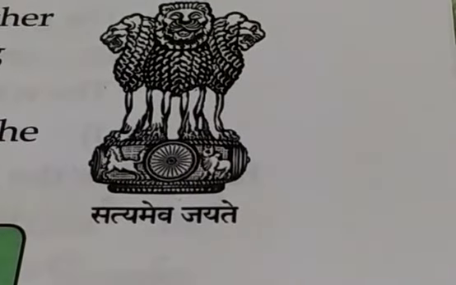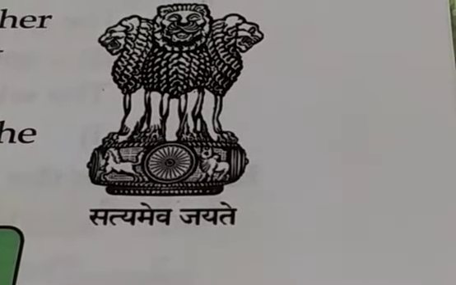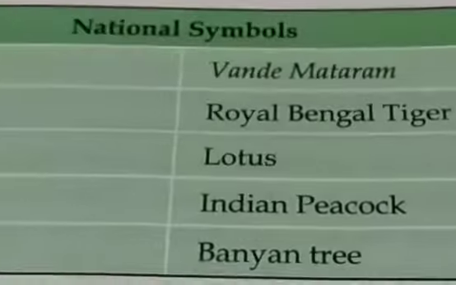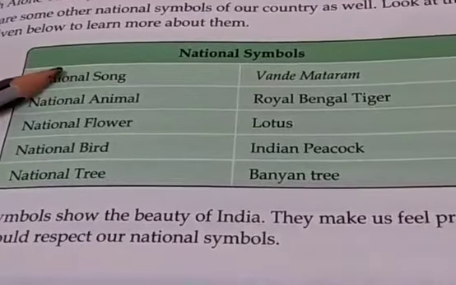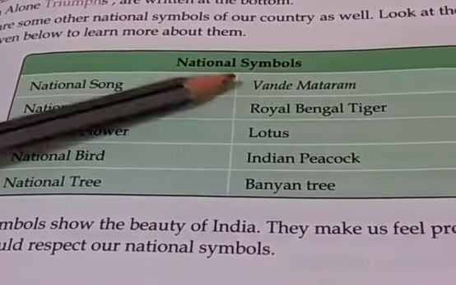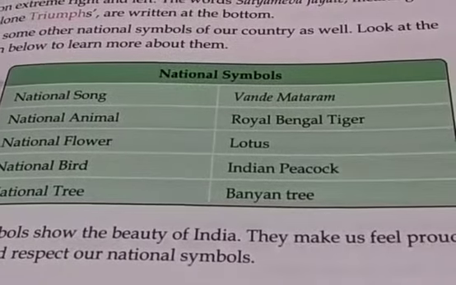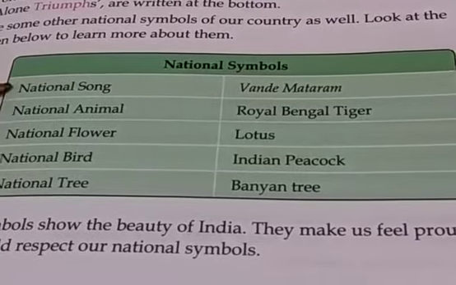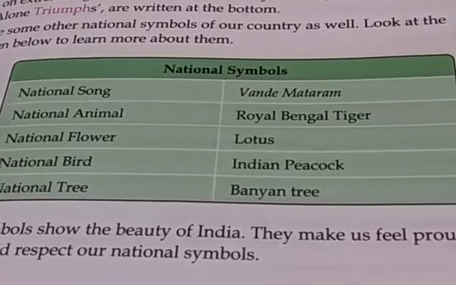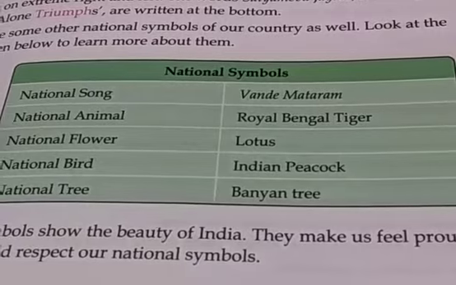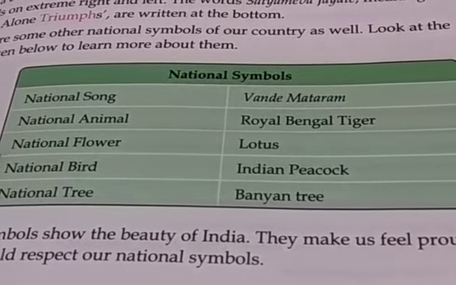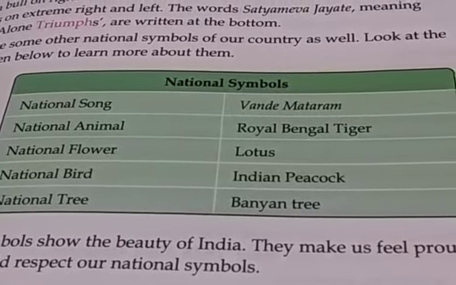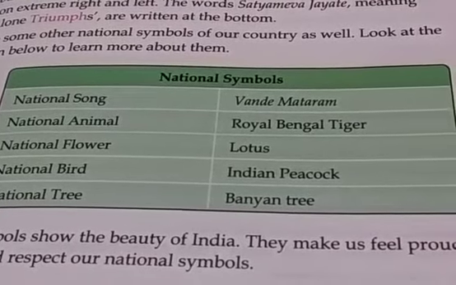There are some other national symbols of our country as well. Let us look at the table given below. Our national song is Vande Mataram. Always remember that the national anthem is Jana Gana Mana and the national song is Vande Mataram. The national animal is the Royal Bengal tiger. Our national flower is the lotus. The national bird is the Indian peacock. The national tree is the banyan tree.